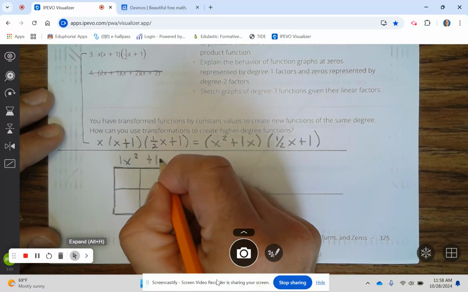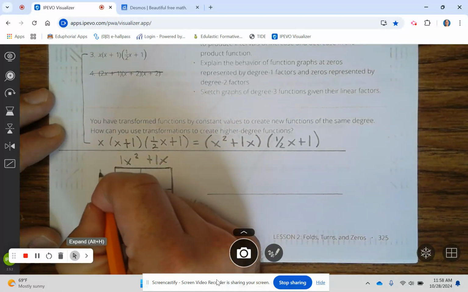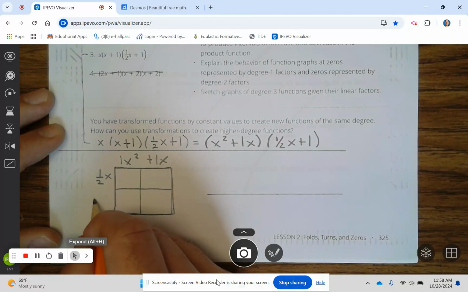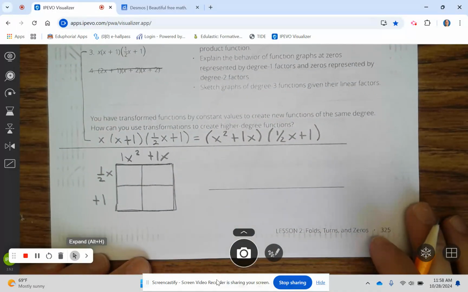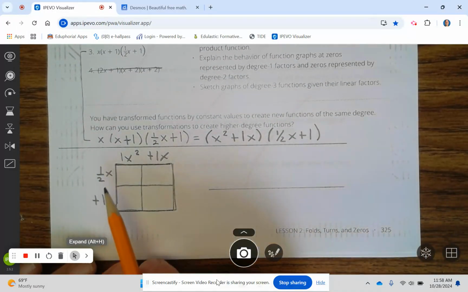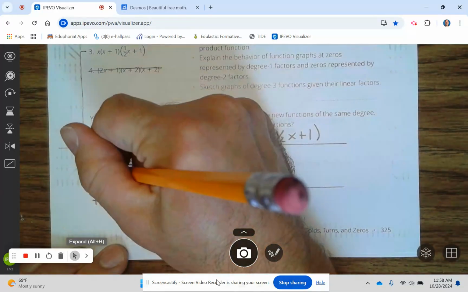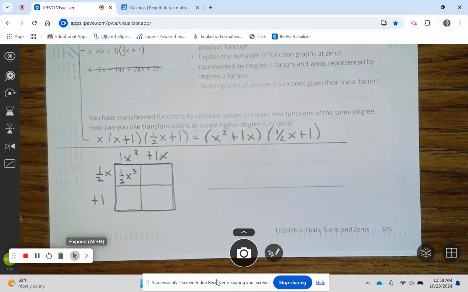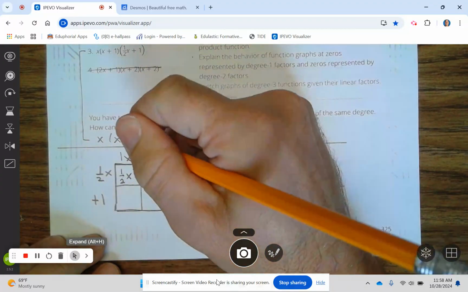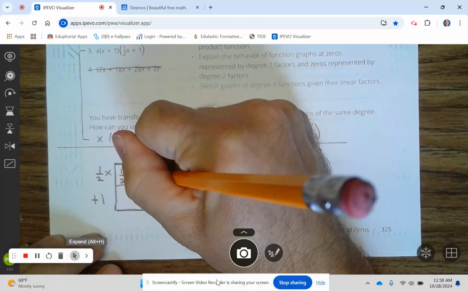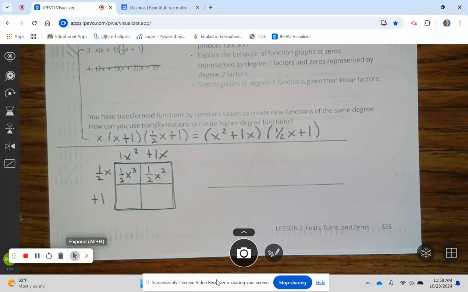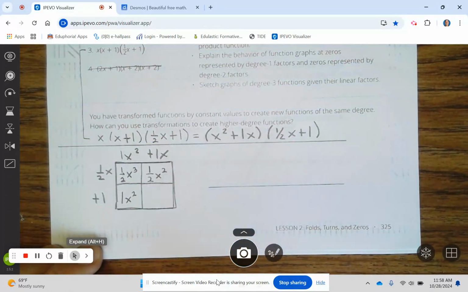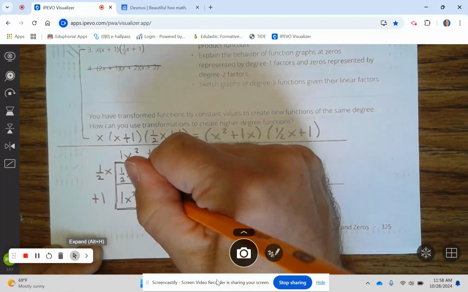plus 1x times 1/2 x plus 1. Okay. Now 1/2 x times 1x squared is 1/2 x cubed. 1/2 x times 1x is 1/2 x squared. 1 times 1x squared is 1x squared. 1 times 1 is 1x.